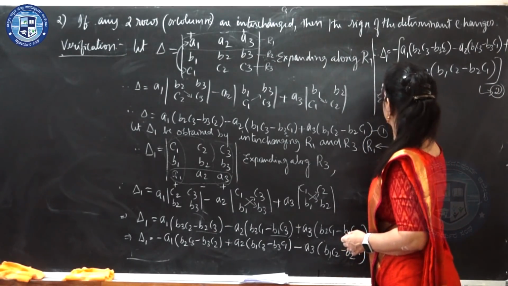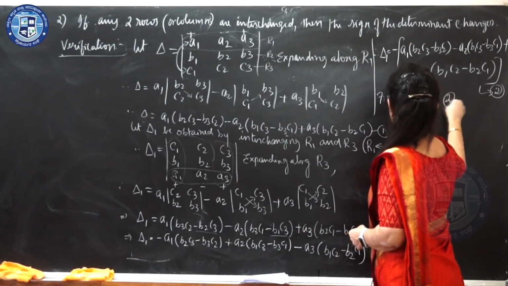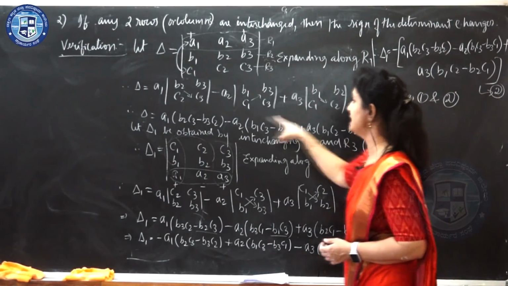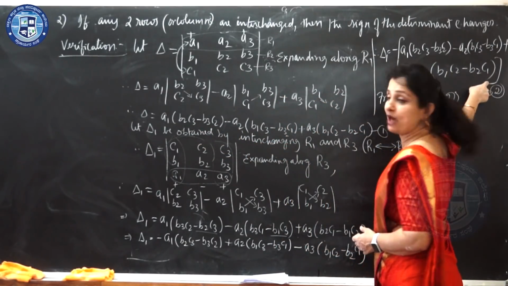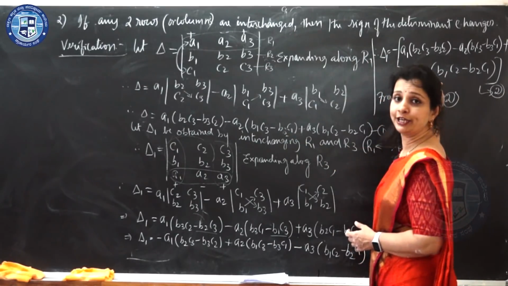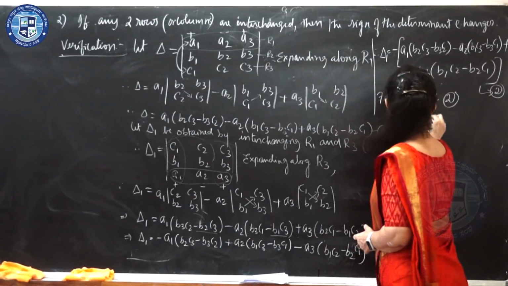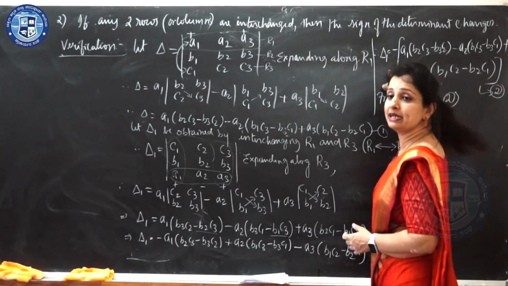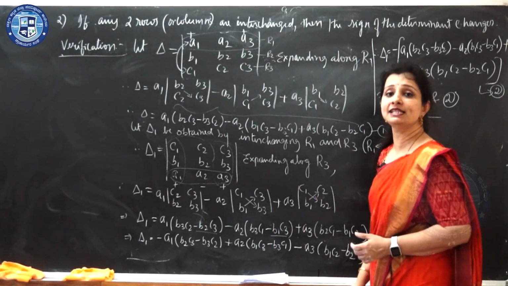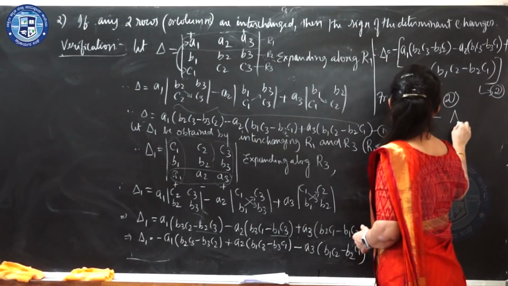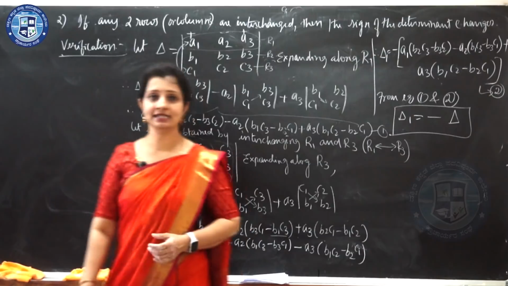Equating from equation 1 and 2, compare 1 and 2. Equation 1 is delta equals, all the terms which are inside the square bracket, the same terms are here. So delta 1 is equal to minus of, what is the term inside the bracket here? It is same like delta. So it is minus of delta. Delta 1 is equal to minus delta.